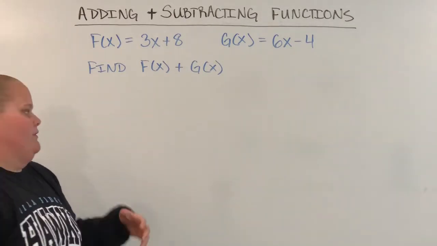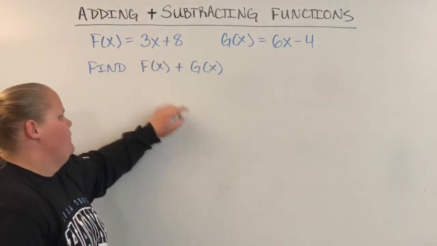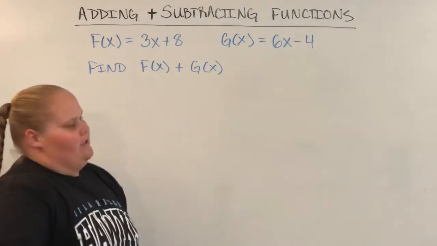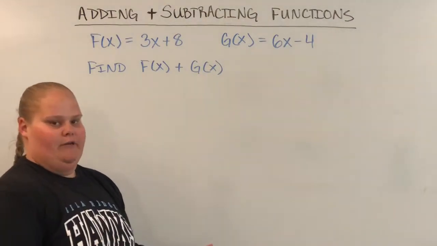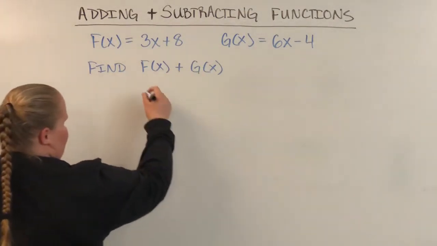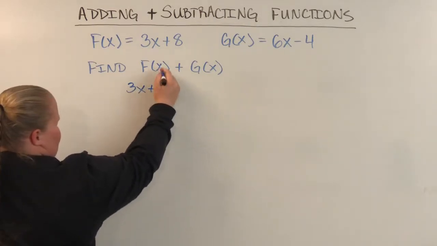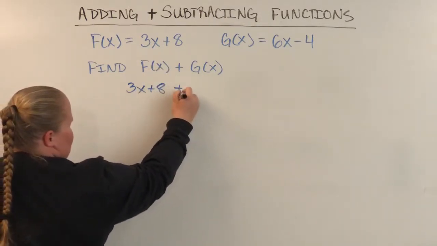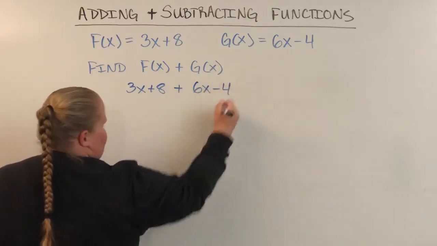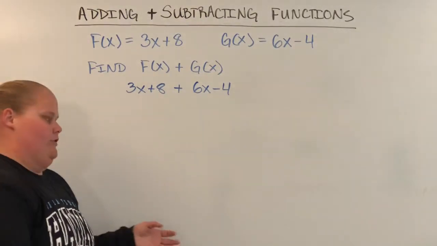To do this, we're going to take what f of x is, which is 3x plus 8, and plug it in here. We're going to take what g of x is, which is 6x minus 4, plug it in here, and then combine like terms and simplify. So, f of x plus g of x. F of x is 3x plus 8, so that's going to go here, plus g of x, which is 6x minus 4, that's going to go there. So that's the first step, is just plugging in what the functions actually are.